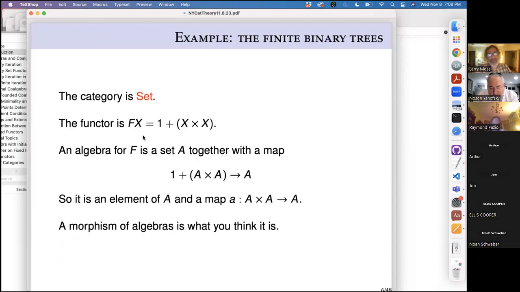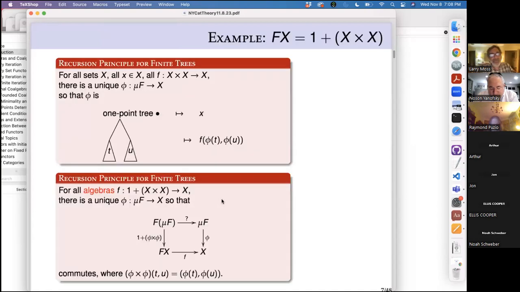Okay, so here's another one. If you vary the functor from 1 plus X a minute ago, to now 1 plus X times X, then what you get is actually the algebra of finite trees. I won't go through this in such detail, but basically the initial algebra is the set of finite binary trees, so finite trees where every point is either a leaf or it has two children. And there's a recursion principle, and you need to work out what the structure is, and check that the recursion principle for finite trees is exactly the same thing as the initiality principle here.